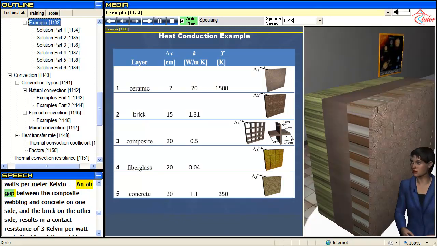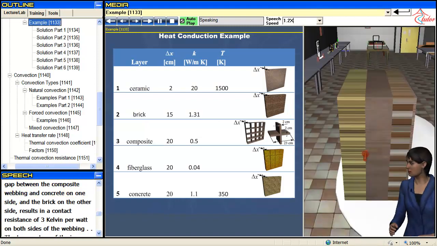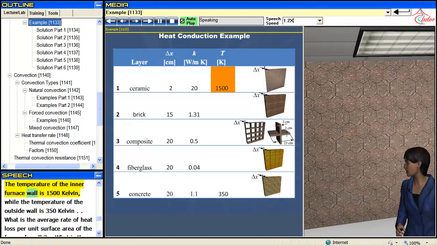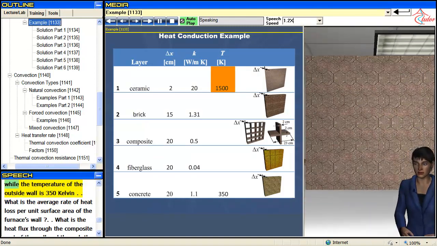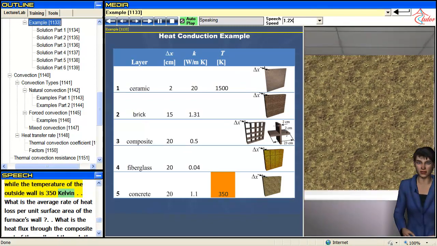An air gap between the composite webbing and concrete on one side and the brick on the other side results in a contact resistance of 3 Kelvin per watt on both sides of the webbing. The temperature of the inner furnace wall is 1500 Kelvin, while the temperature of the outside wall is 350 Kelvin.